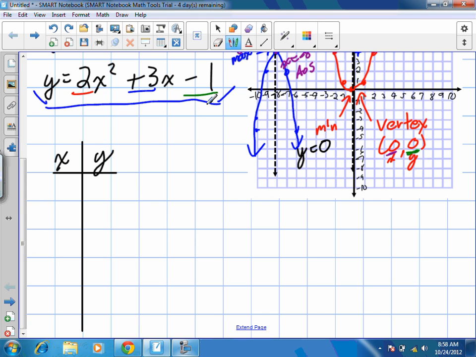Quadratic. How do we know it's quadratic? It's squared. Yes, because we have a variable that's squared. So we know it's going to be quadratic. But sometimes they don't always give us the equation. So what we'll do is we'll plug in a table.